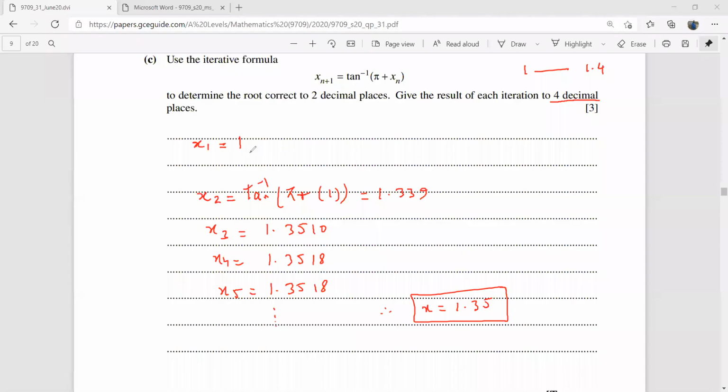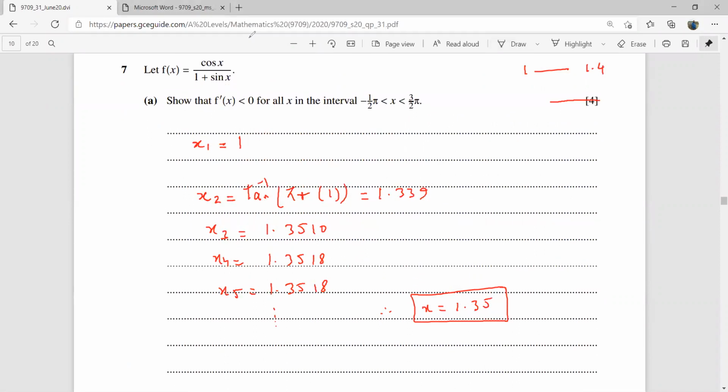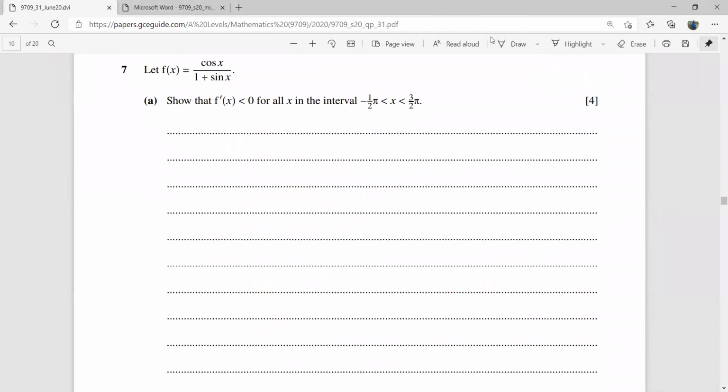Acha bhai, if you use your calculator appropriately, you will get these values, and finally you get your x to be 1.35. Acha, moving to the next question, number 7. This question number 7 is a straightforward question on u by v wali differentiation. Like if you have y equal to u by v, your dy by dx is going to be (v u dash minus u v dash) over v square.